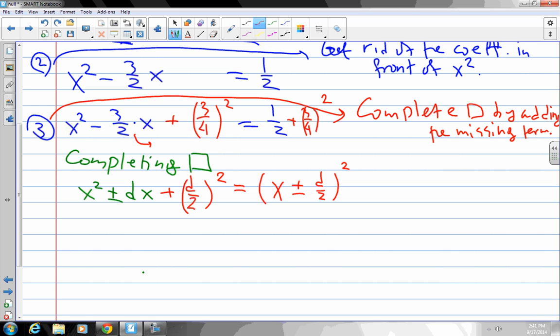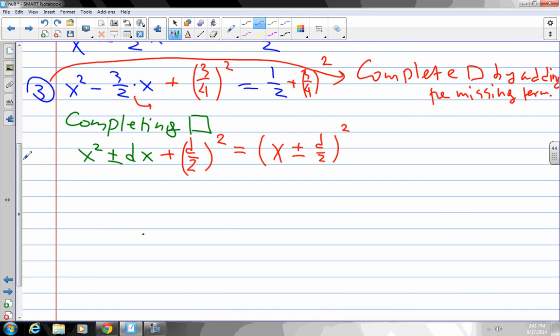Isn't that fun? No, it's still there. But then it will be gone on the next step. Because then by this idea, it just becomes x minus 3/4 squared. The left-hand side factors into this by that idea. So yeah, technically now 3/2 is gone. It's still part of this expression. If I open it up, the 3/2 will make its appearance again.